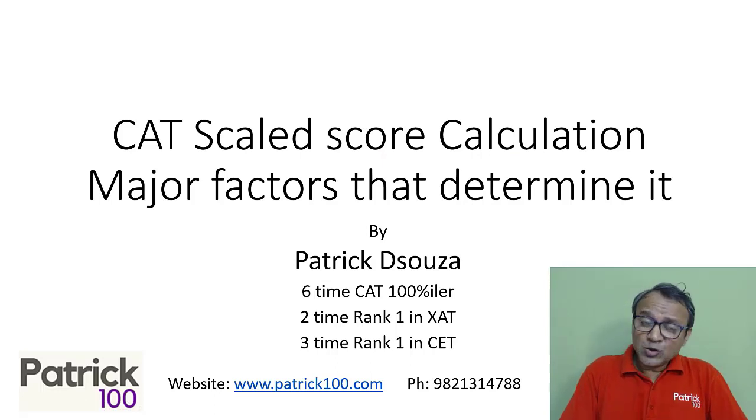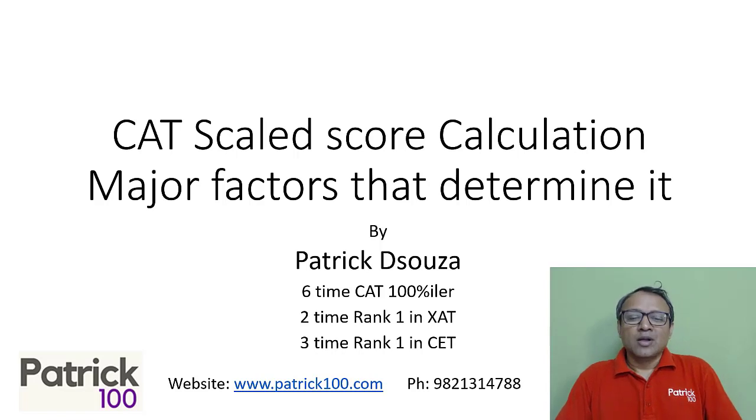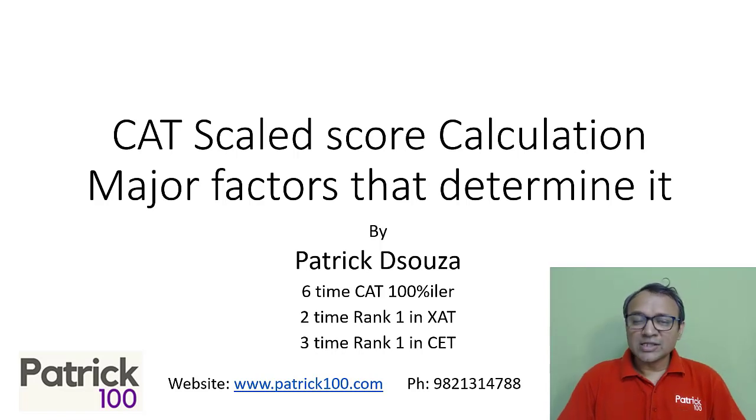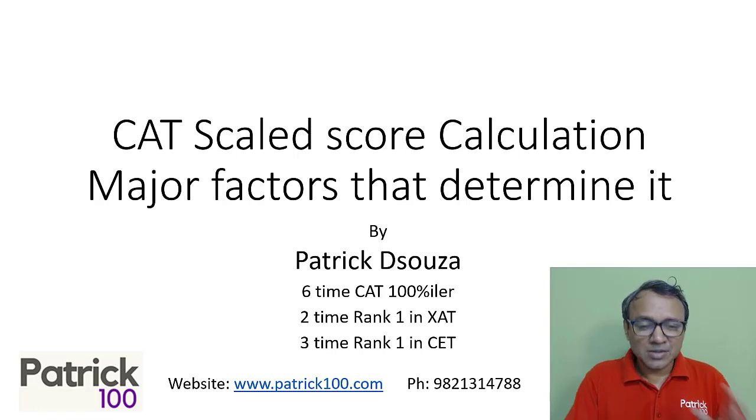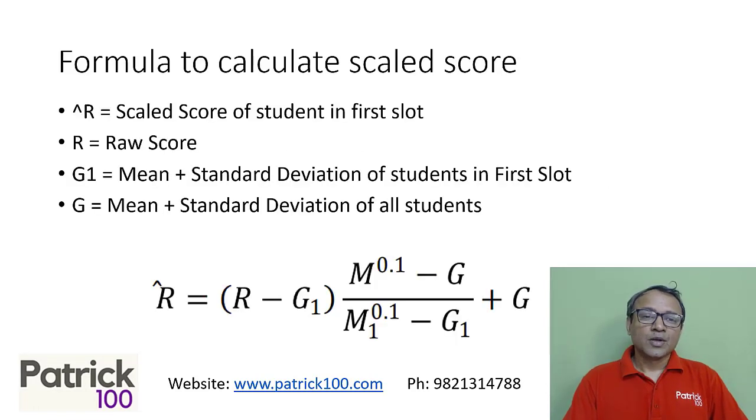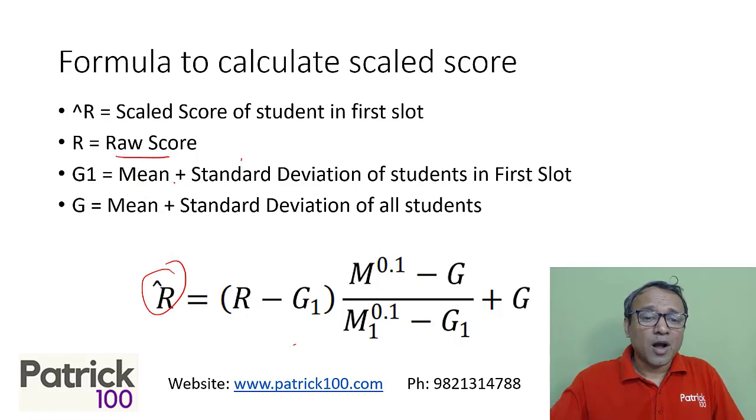This video is basically to tell you how the scale score is calculated. What are the factors that influence the scale score, and what you should worry and not worry about as far as the scale score is concerned. So if you've got a formula for scale score, there's a scale score that you calculate out here, R dash. It depends on the raw score, R, what score you've actually scored.